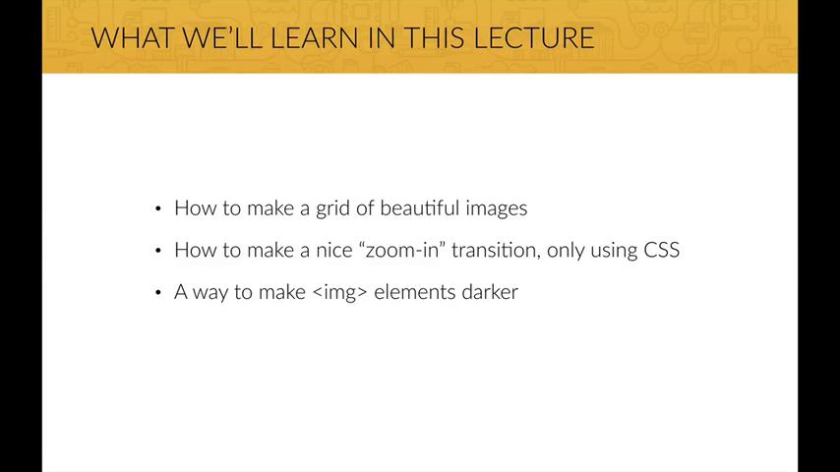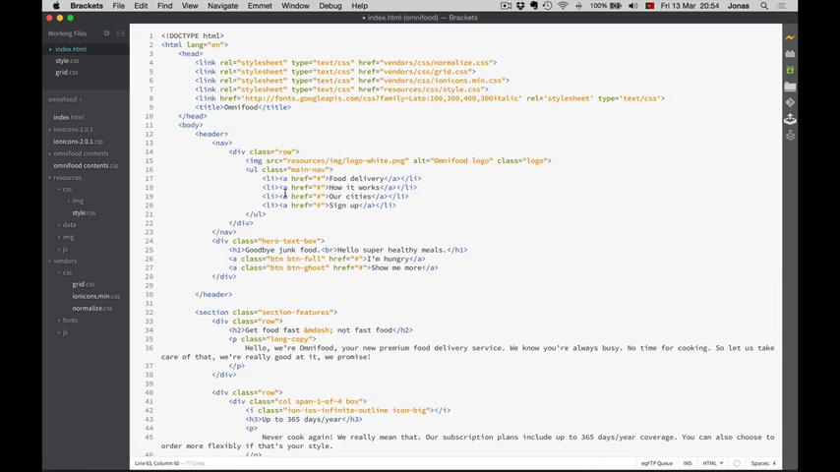In this lecture, you will learn how to make a grid of beautiful images and how to make a nice zoom in transition just using CSS. This is really powerful CSS3 stuff. And we'll also learn a way to make IMG elements darker. It's all super easy and fun. So, back to our HTML file. Now, how are we going to build this grid?